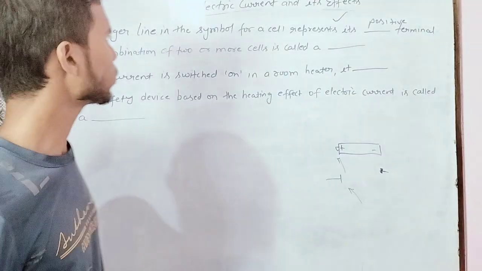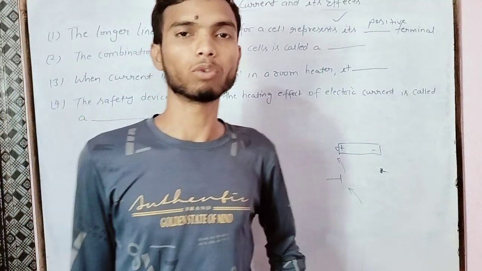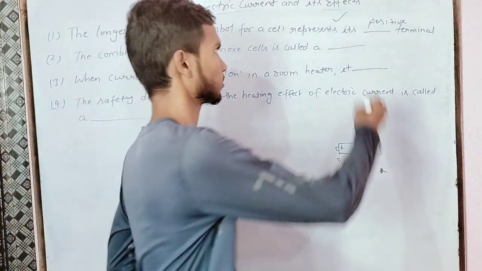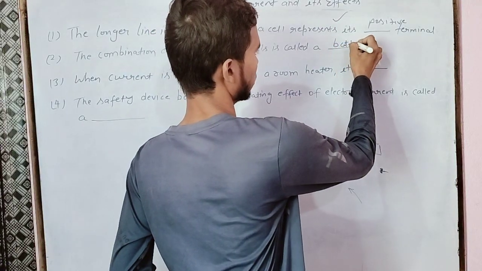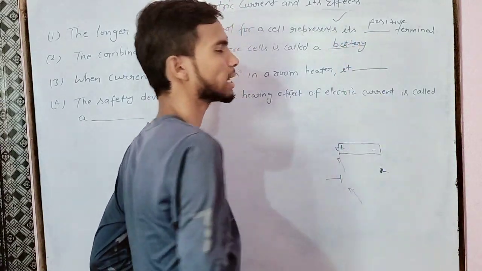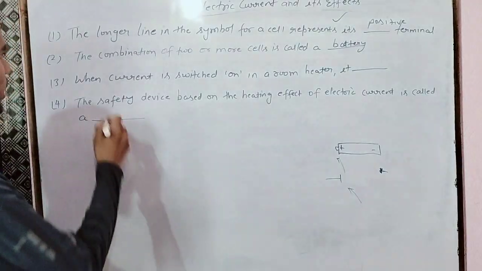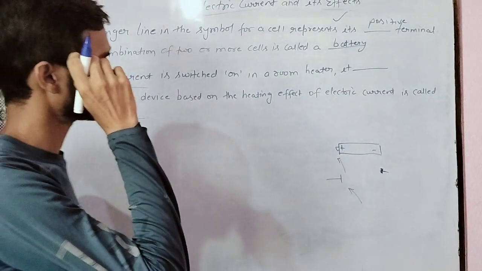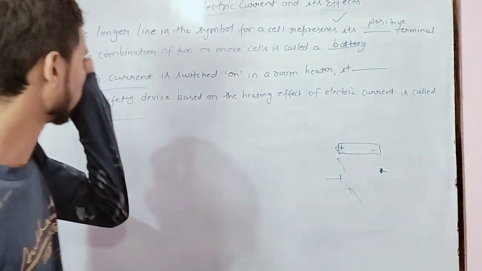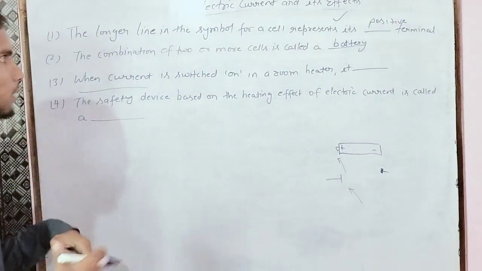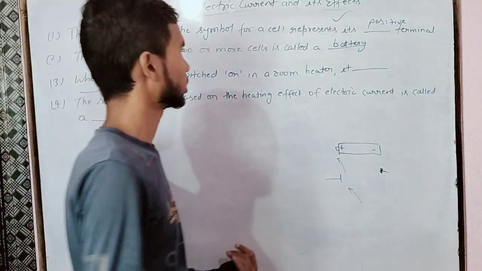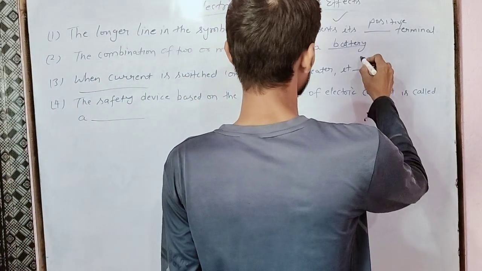The combination of two or more cells will be considered as a battery. Yes. But a single cell will not form a battery. Okay. There should be two or more cells. When current is switched on in a room heater, then what will happen? It will get heated.